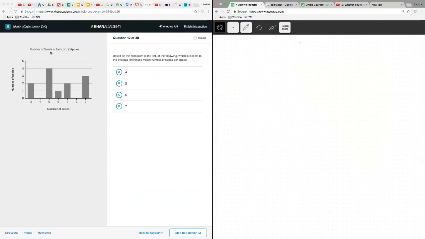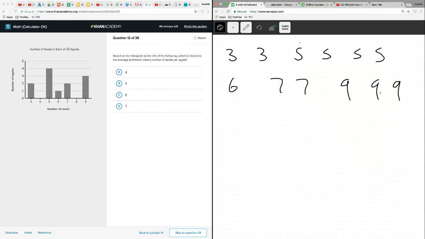Boom. Number of seeds in each of 12 apples. Based on the histogram to the left of the following, which is the closest to the average, the arithmetic mean number of seeds per apple? So we can just add them all up, right? So we've got 2 with 3 in it, right? We've got 5, 5, 5, 5, 4, 5, 1, 6, 2, 7s, and then 3, 9s.